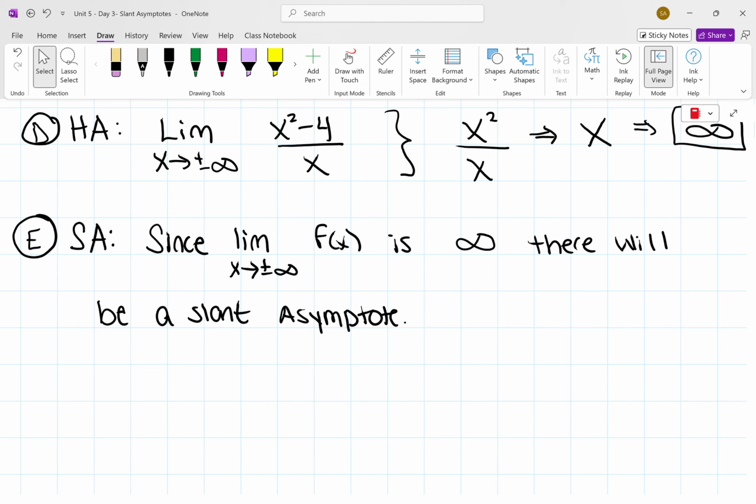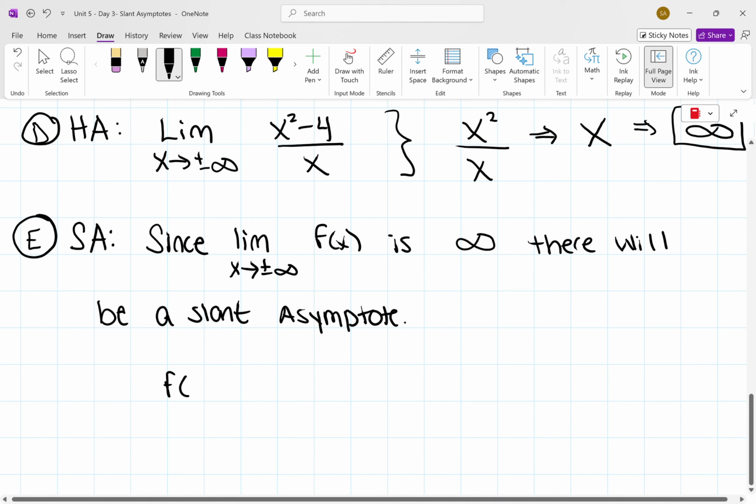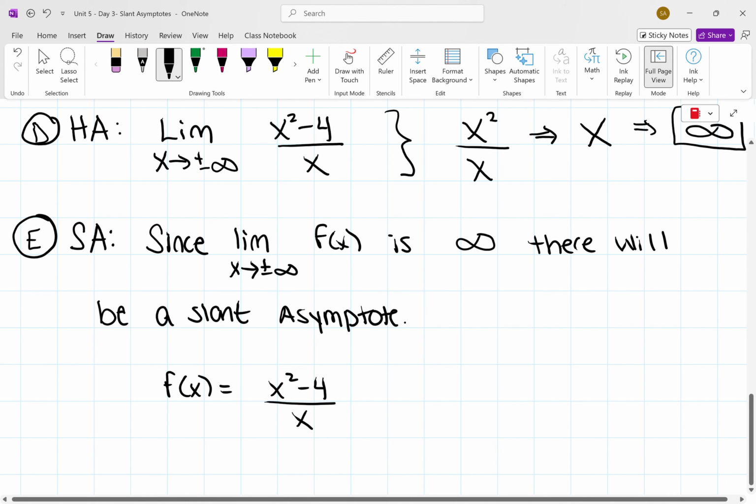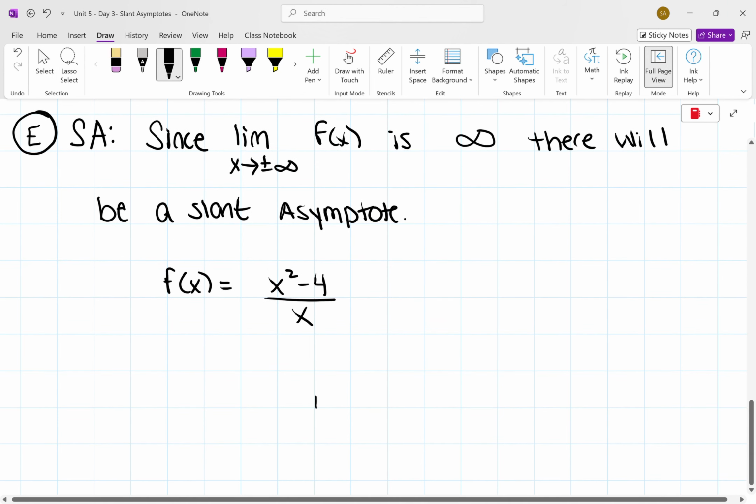Okay, so now that we know there's a slant asymptote, we have to find the slant asymptote. The way we find the slant asymptote is you actually divide the function. So our function, f of x or y, is equal to x squared minus 4 over x. You are going to divide this so the numerator goes inside of the house, x squared. And we want to account for every exponent, so I'm going to say x squared plus 0x minus 4. And then what's in the denominator goes outside the house.